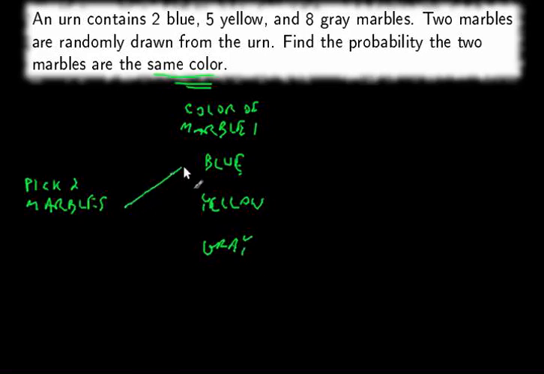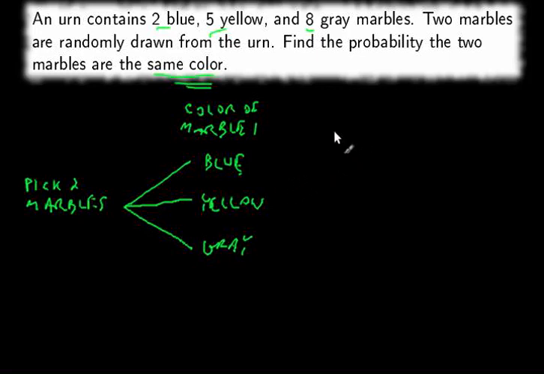So these are the things that can happen on the first draw, and since there is more than one of each color, there are 2 blue, 5 yellow, and 8 gray, no matter which color is picked, there is still the possibility of picking that color again, which is what the question is about. Find the probability the 2 marbles are the same color.